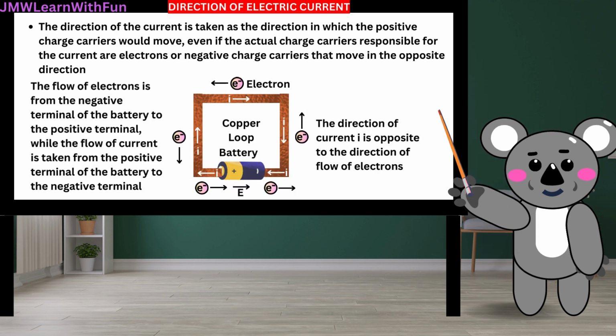The direction of the current is taken as the direction in which the positive charge carriers would move, even if the actual charge carriers responsible for the current are electrons or negative charge carriers that move in the opposite direction. The figure shows the direction of current I is opposite to the direction of flow of electrons. The flow of electrons is from the negative terminal of the battery to the positive terminal, while the flow of current is taken from the positive terminal of the battery to the negative terminal.